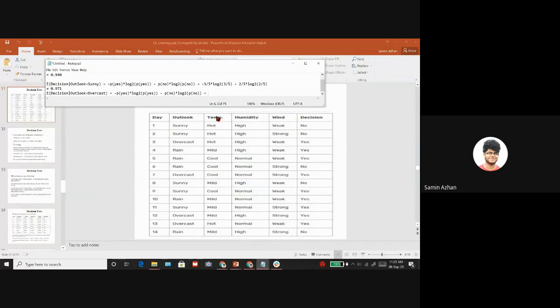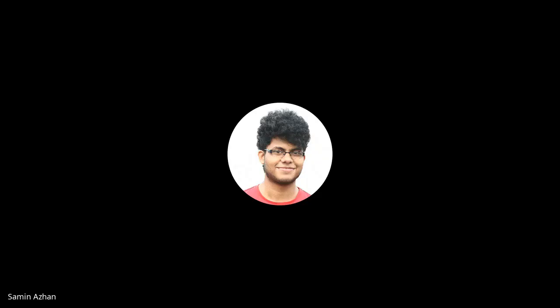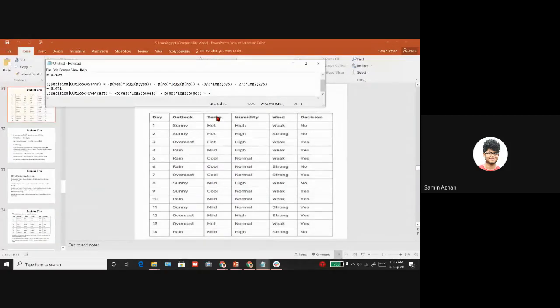So the probability should be four out of four, there are four yeses. Four times log of four divided by four. Yes. And how many are for no? There is zero for no. So it's zero divided by four.